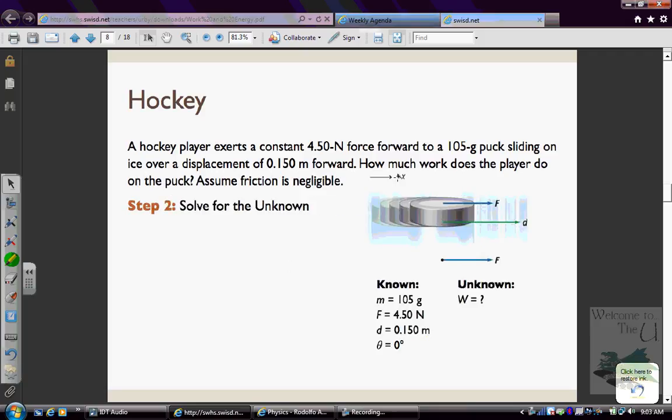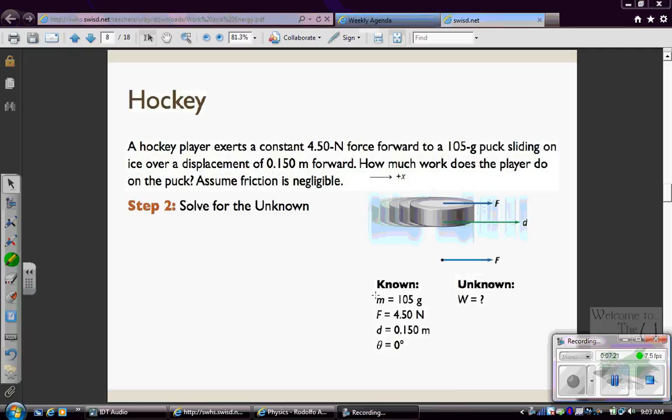You have the puck. You can see that the displacement is positive in this direction, so it's moving a positive displacement, and the force. So the motion and the force are in the same direction, which means that there's actual work being done on this puck. The other thing I'll want to point out here is that we've got the givens right here, mass, force, and displacement, and the unknown of work.